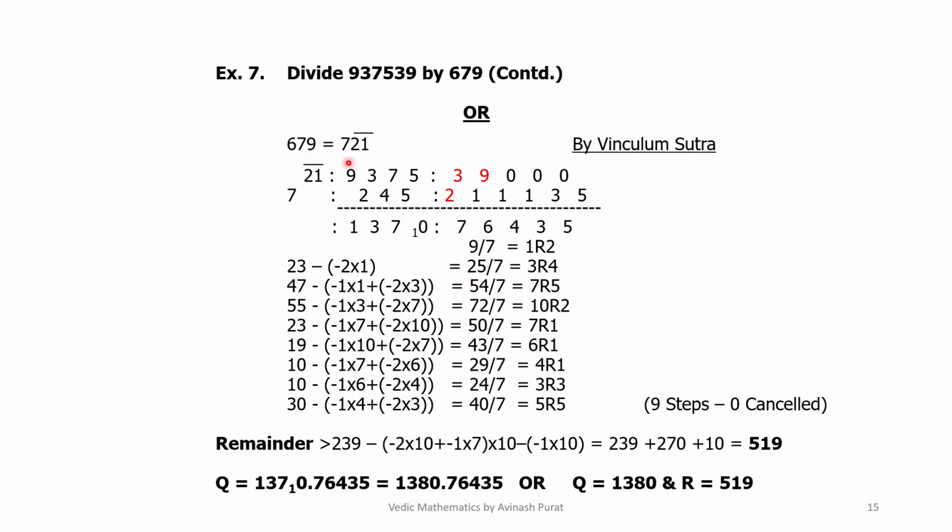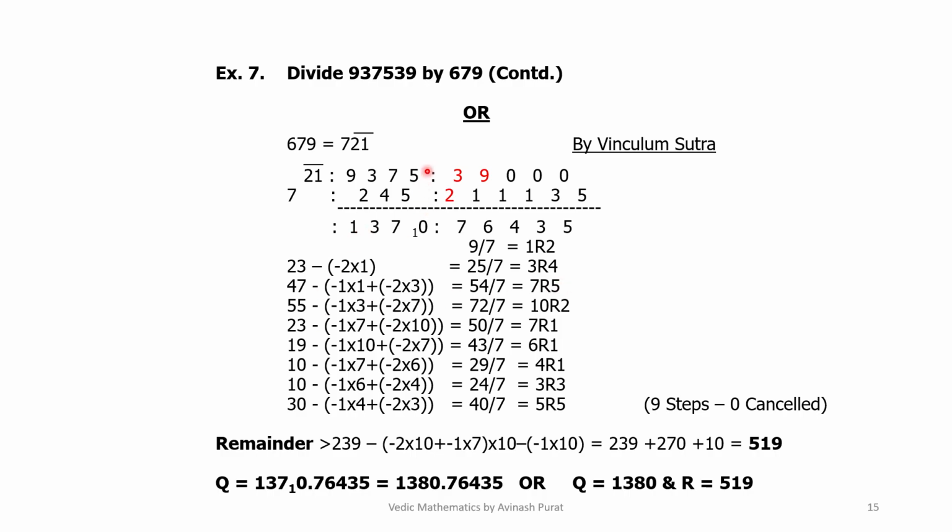So what next? The next dividend is 47 minus 1 into 1 plus minus 2 into 3. So 6 plus 1, 7. 7 is added to 47. 54 divided by 7 equals 7, remainder 5.